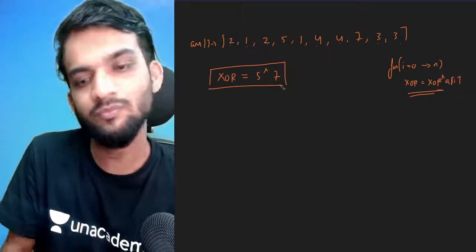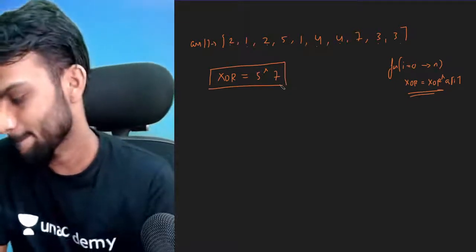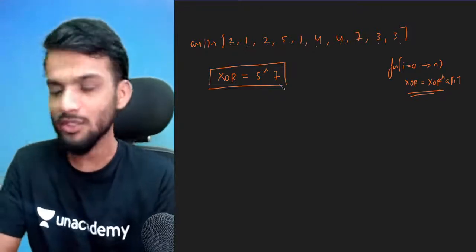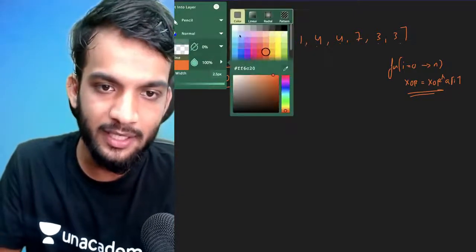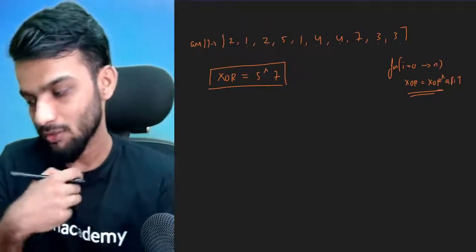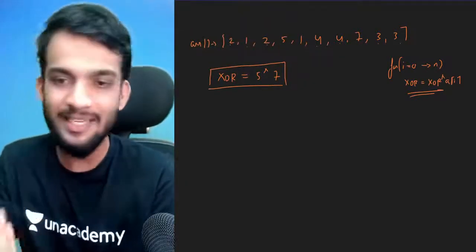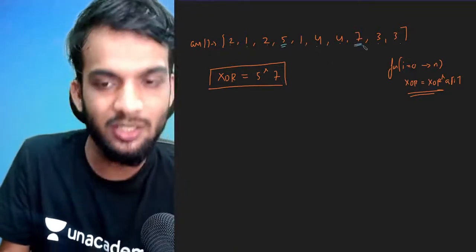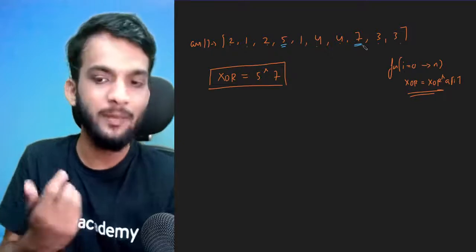Yes or no? Are you agreeing? Everyone is agreeing with this? Perfect, guys. Everyone agrees with me. Very good. So everyone is agreeing that I'll be left with 5 XOR 7, not a single element, guys. There are two single elements, that is 5 and 7. That's why the XOR of two single elements will be remaining.